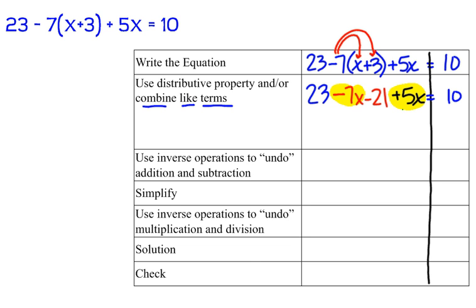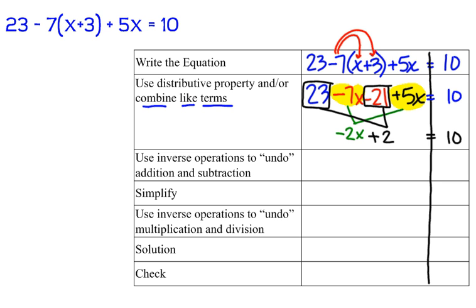So I see a negative 7x and a plus 5x. Together, that gives me negative 2x. They were different signs, so I subtracted. The 7 was larger and it's negative. That's where I came up with negative 2x. I also have two constants, 23 and negative 21. Remember that symbol in front of the 21 belongs to it. So if I combine 23 and negative 21, I'm going to get a positive 2. And so far, nothing has changed with the 10.